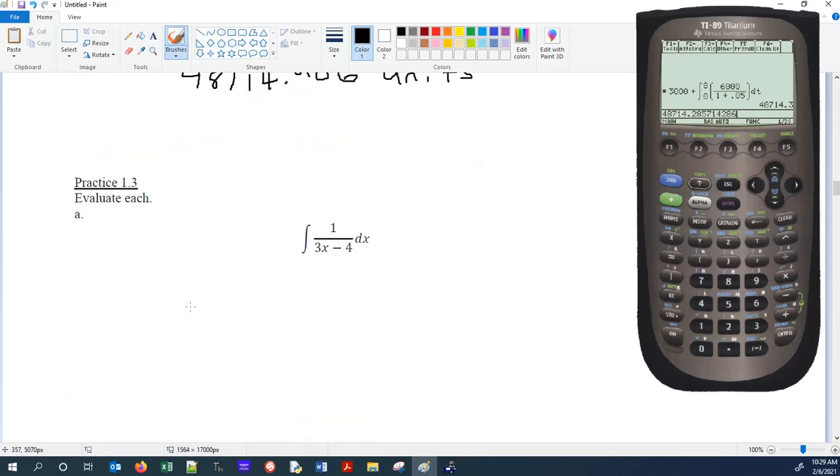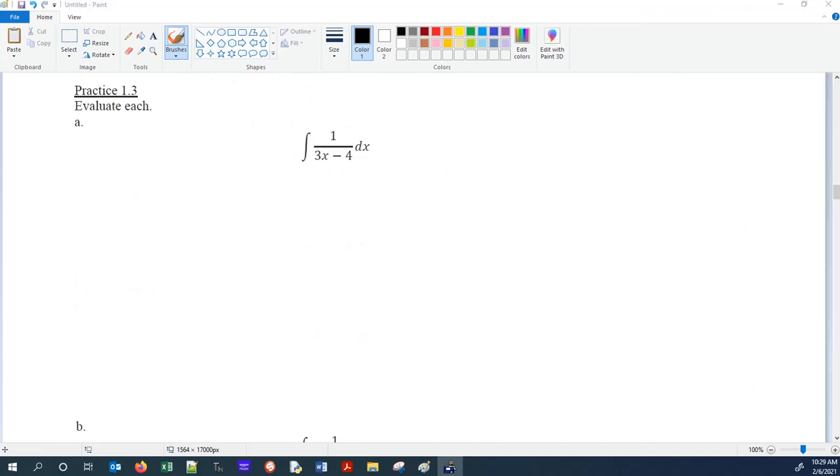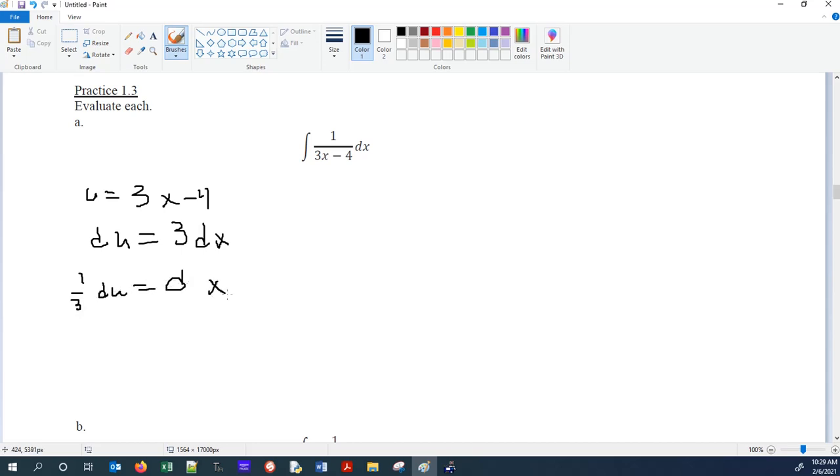All right, let's do another one. Don't need the calculator right now. Go ahead and pause the video and give this one a shot. All right, hopefully you did a u substitution and you let 3x minus 4 be your u. So that makes du equal to 3 dx. So I have 1/3 du equal to dx.